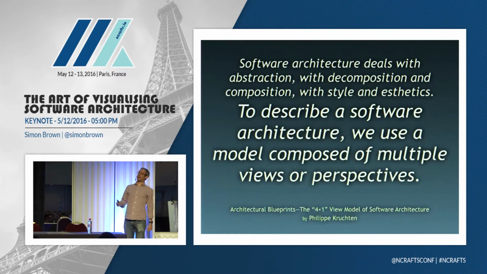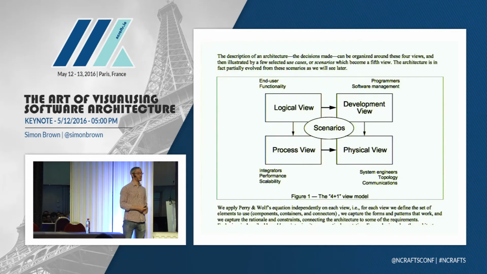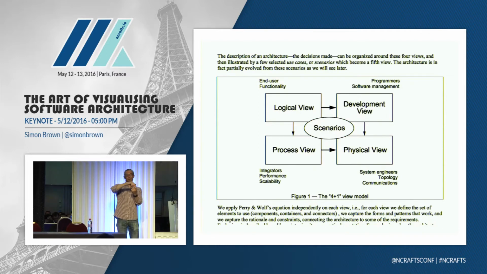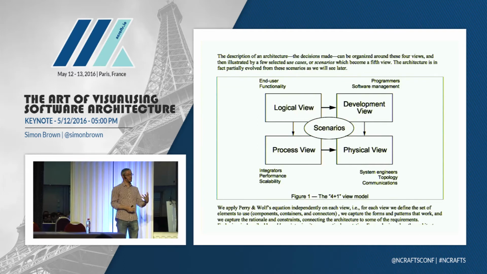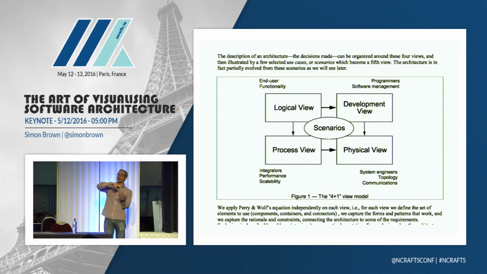There are lots of ways to do this. This is a quote from Philippe Kruchten's 4+1 model. He says, to describe a software architecture, we use a model composed of multiple views or perspectives. There's a logical view, which is basically your functional building blocks. There's a development view, which shows you how those logical building blocks are mapped onto code. There's a process view that talks about concurrency, for example. And there's a physical view that talks about infrastructure and deployment. And you take a scenario out of the pot, and you use these four different views to document that single scenario.